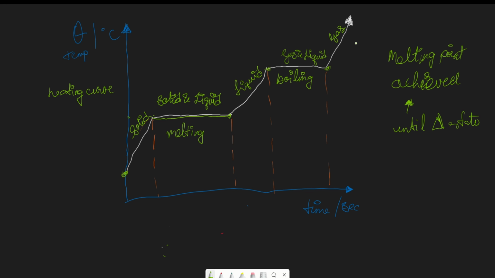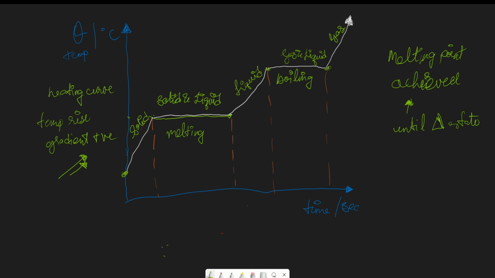Now, how do you know if it's a heating curve or a cooling curve? In a heating curve, temperature will rise, so the gradient will be positive. Positive gradient means it's moving upwards to the right, like this. Okay, this is a positive gradient.